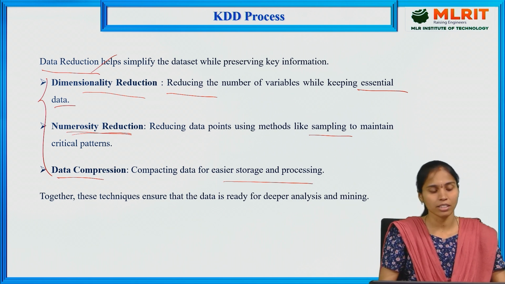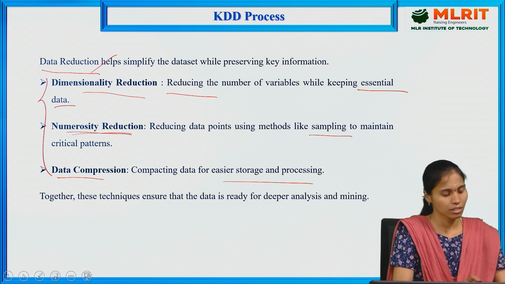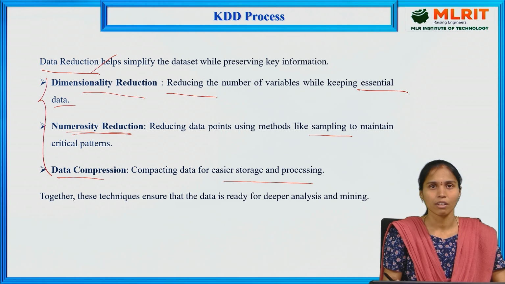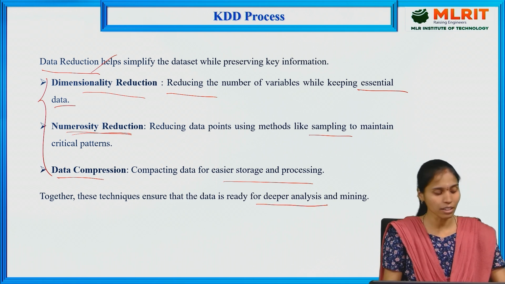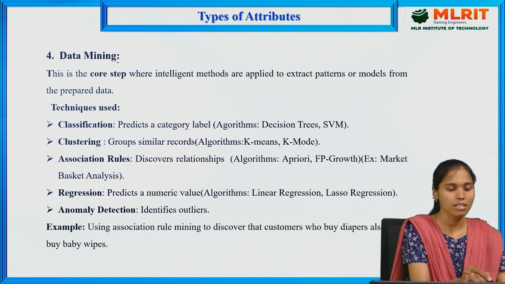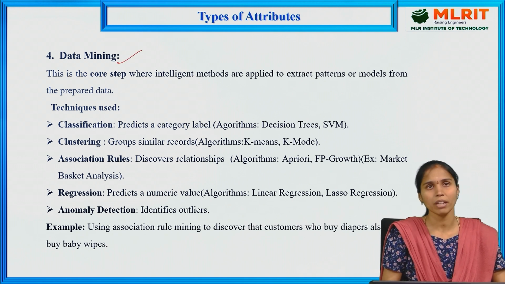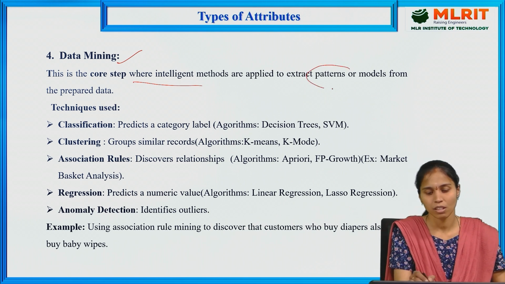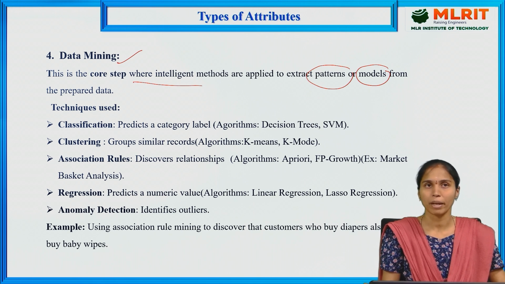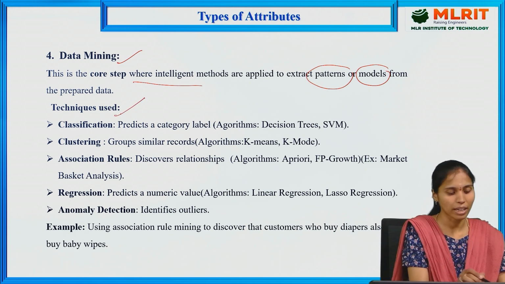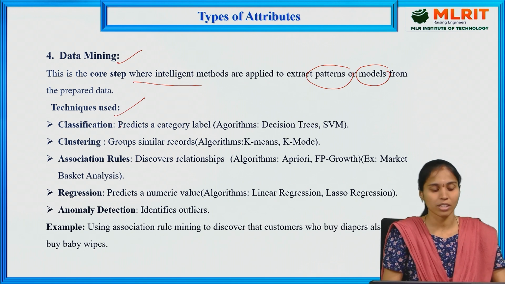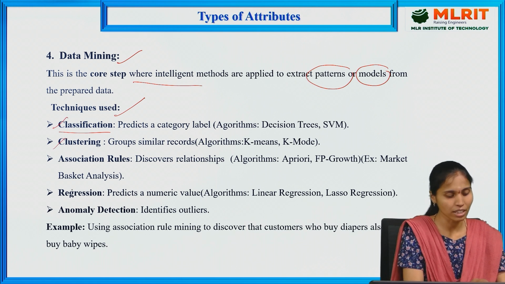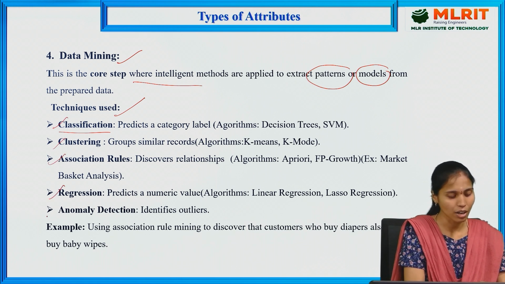Together, these data transformation and data reduction techniques ensure that the data is ready for deeper analysis and mining. The next step is data mining. This is a core step in the KDD process where intelligent methods are applied to extract patterns and models from the prepared data. In data mining, we use some techniques for extracting useful information from a large amount of data. The techniques are classification, clustering, association analysis, regression, and anomaly detection.